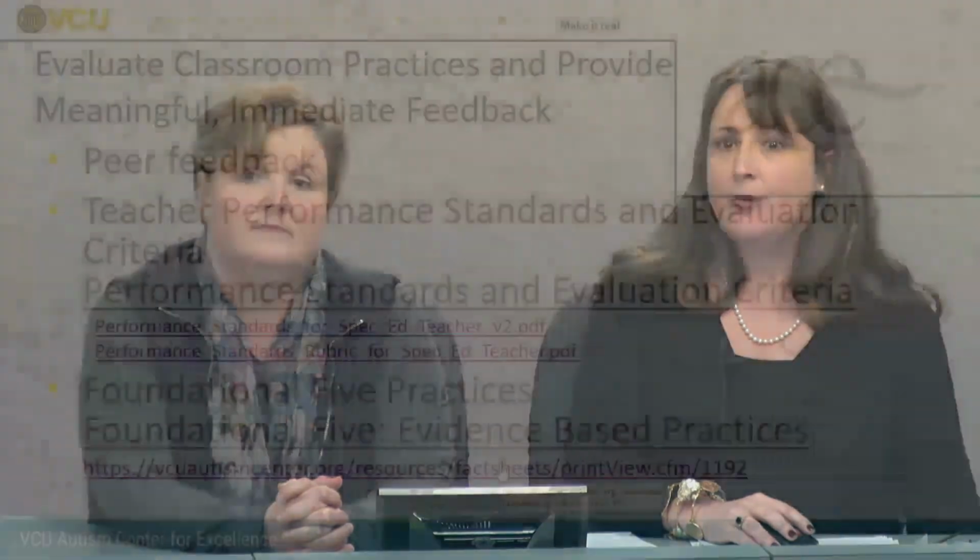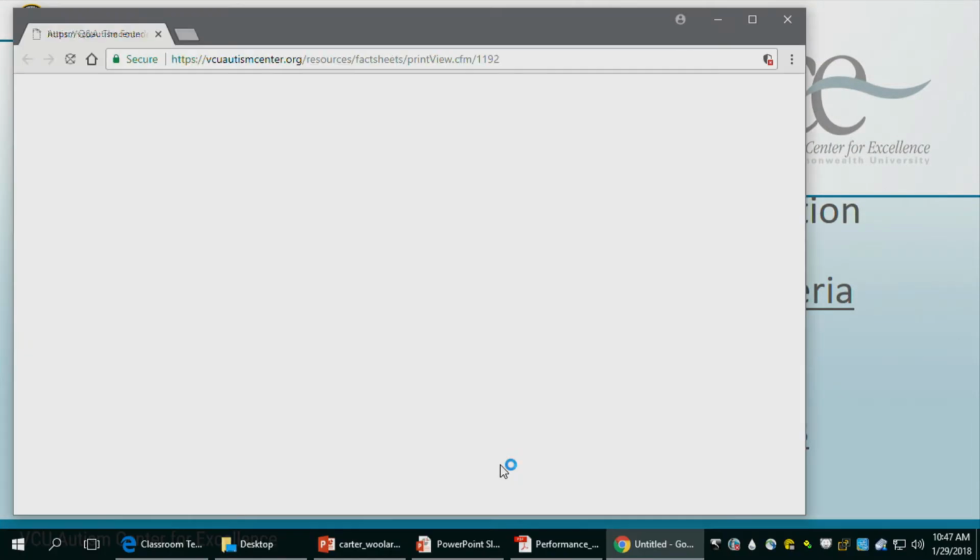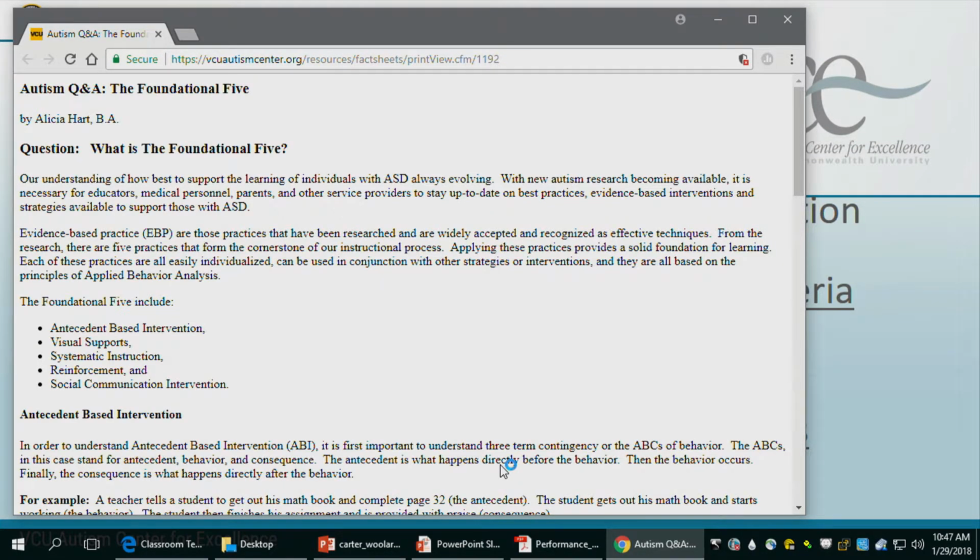Another resource that we do have on our VCU ACE website is a fact sheet. This one's not as colorful as some of the fact sheets that we have, and I think there might be a different version of this on our webpage. But this is a fact sheet that outlines the foundational 5. At the Autism Center for Excellence, we believe that there are 5 practices that are foundational practices that should be in all classrooms.